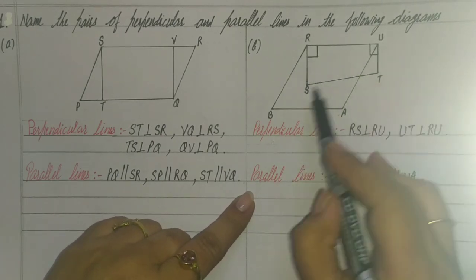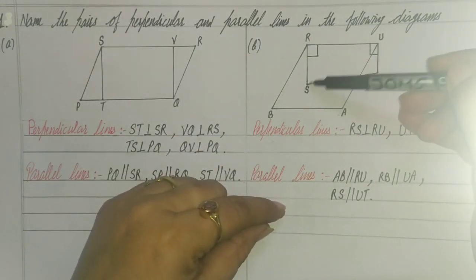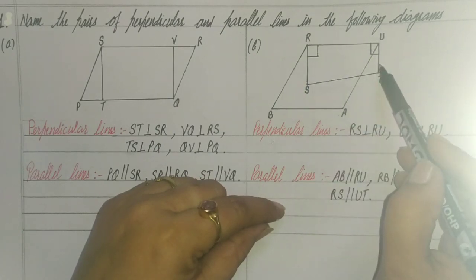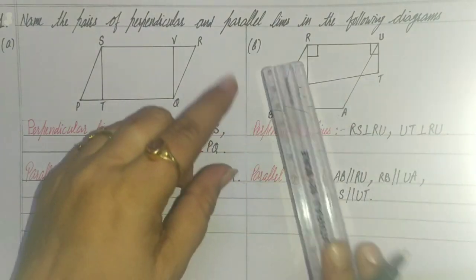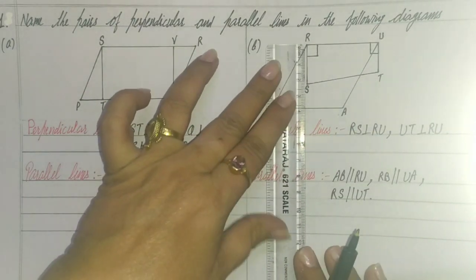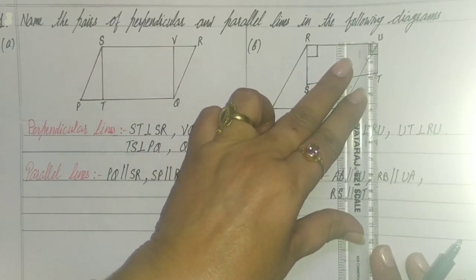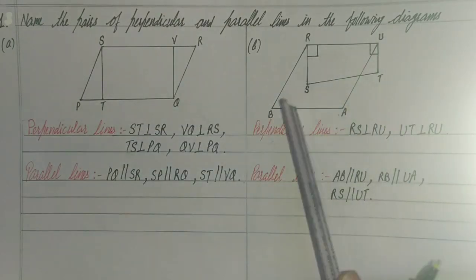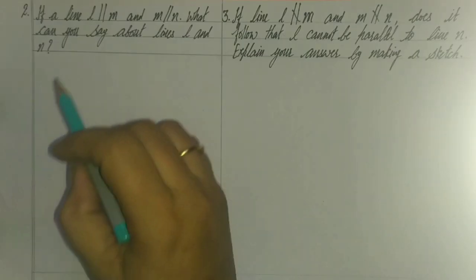Then what about RU and ST? Here it's very clear that the distance here on both the edges, both the endpoints, is not equal. Have a look here. The distance between RS is 2.5 and the distance between UT is less than 2. So RU and ST are non-parallel lines. Now moving to the second question.